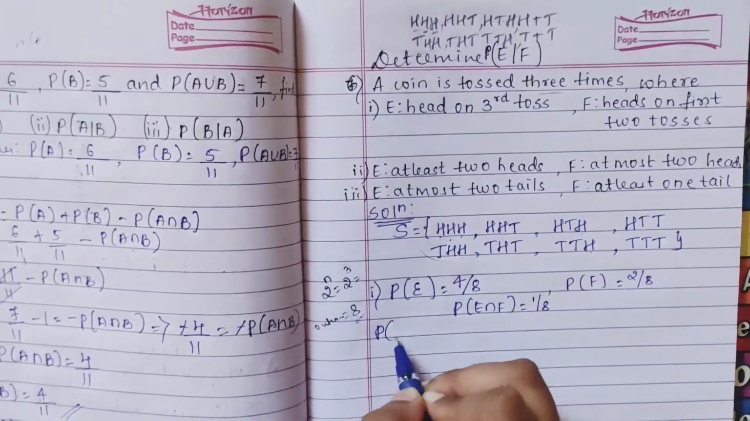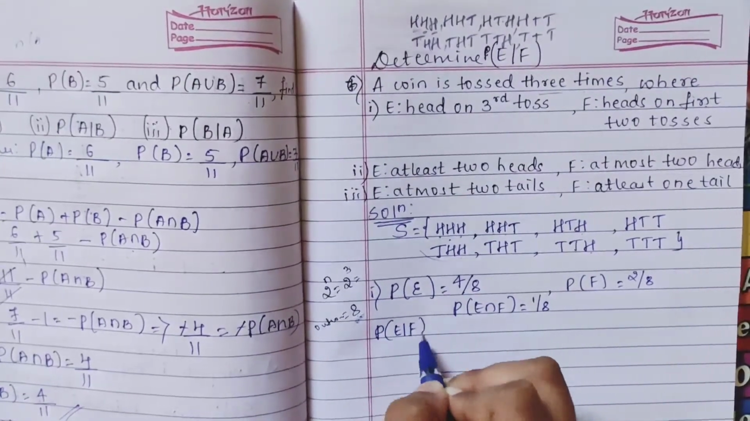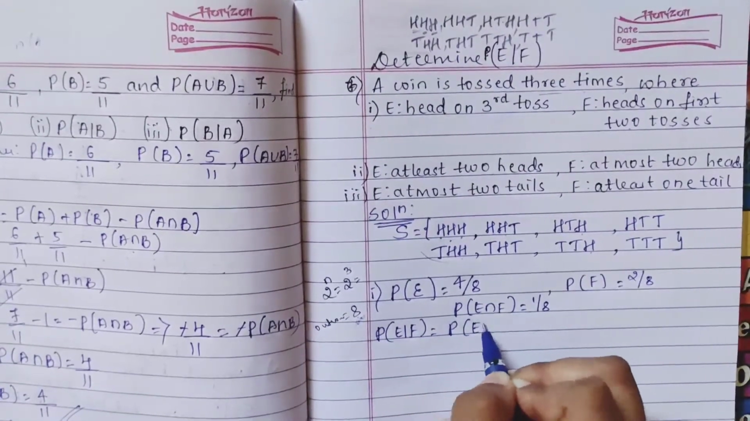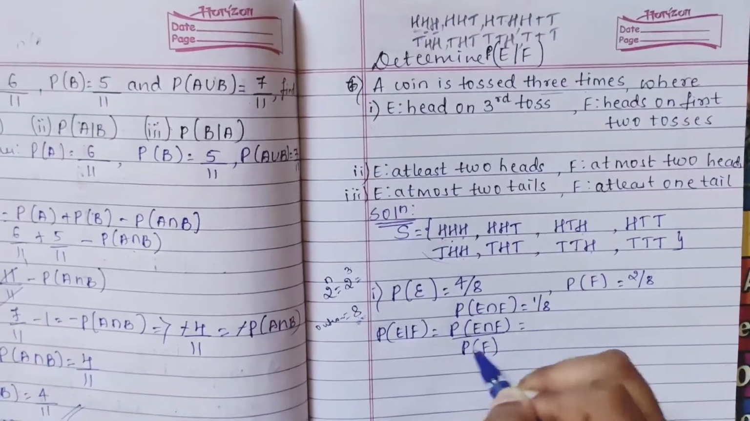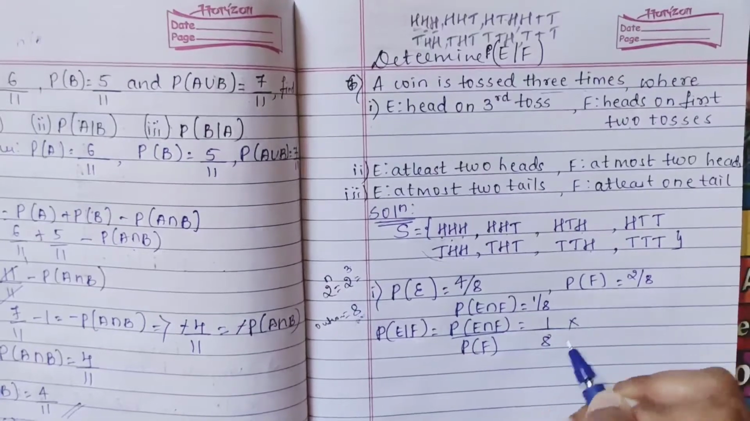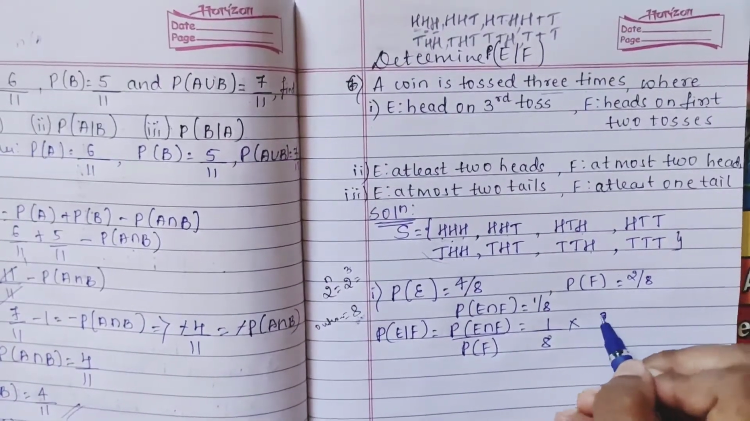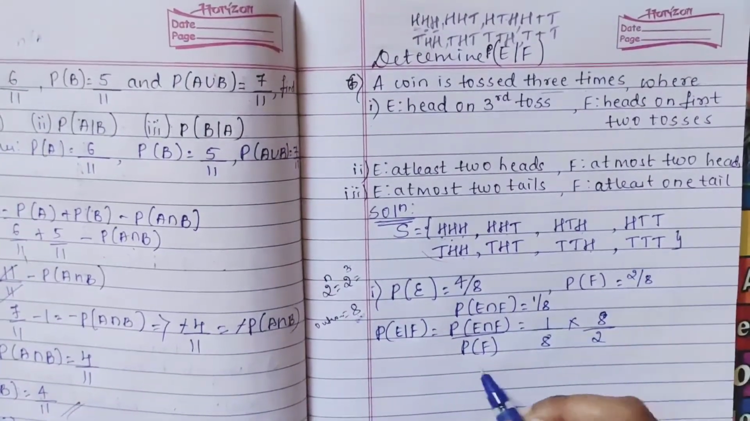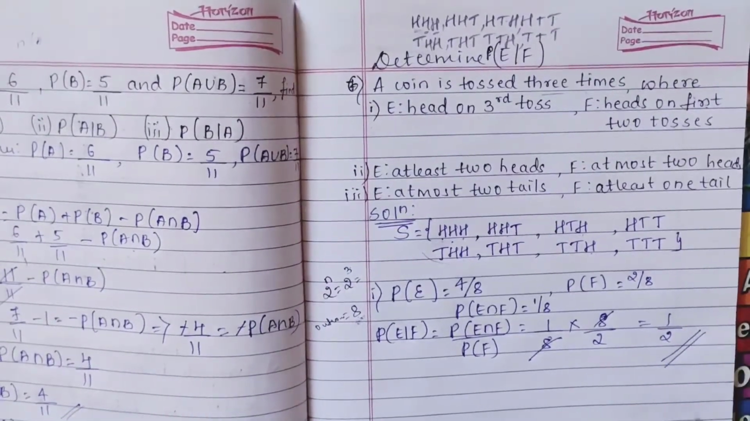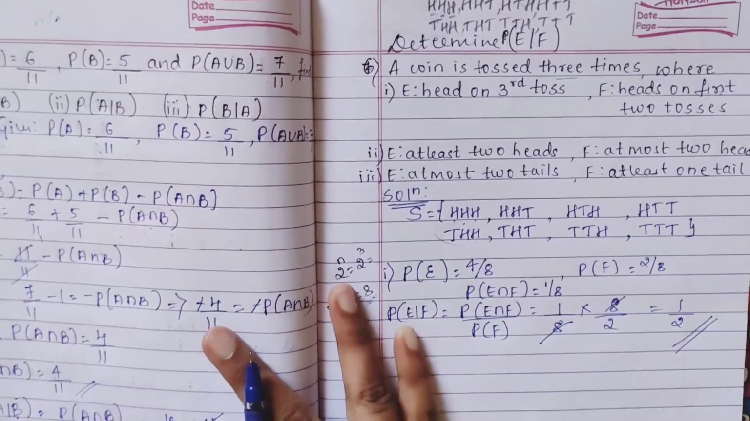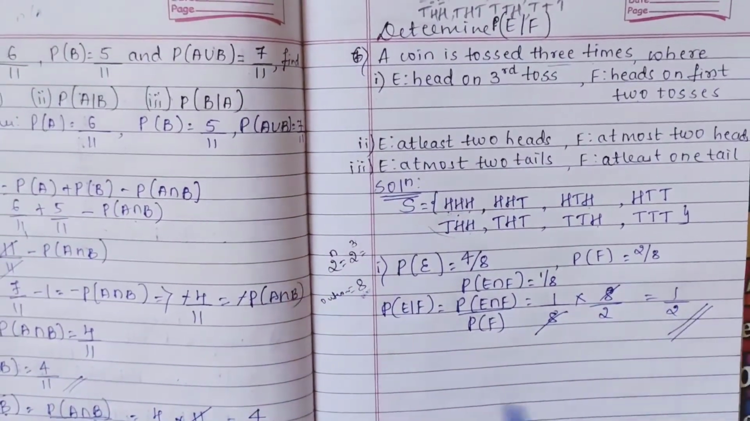Now we will find P of E by F. How is it given? P of E intersection F divided by P of F. So E intersection F is 1 by 8. P of F is 2 by 8, which becomes 8 by 2. The 8s get cancelled and you will get 1 by 2. So your answer is 1 by 2. I hope I am clear how you have to do it.